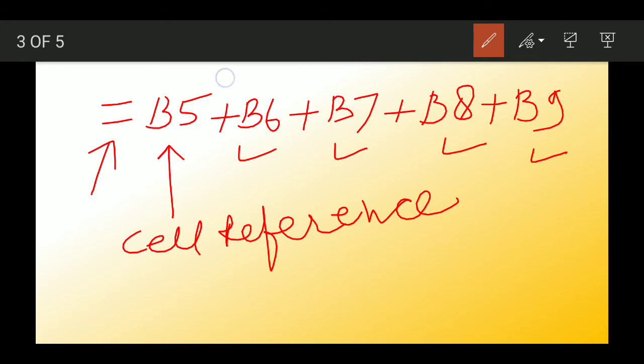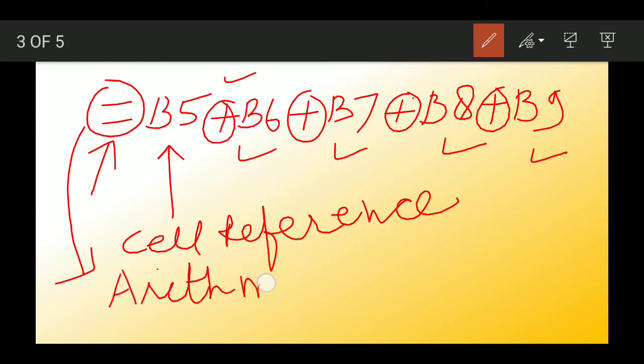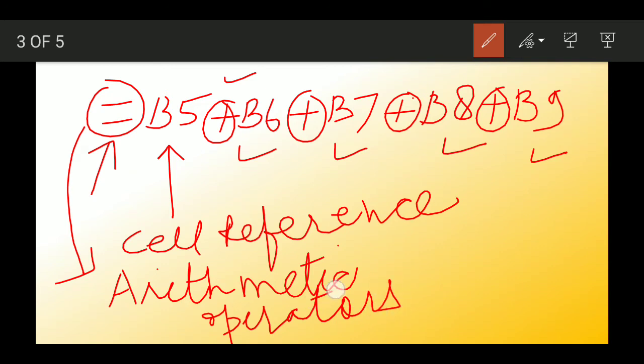And this plus symbol, this one also, this plus symbol and this equal to sign, these are arithmetic operators. Okay, these are arithmetic operators. So in a formula we can use cell references, and we can use arithmetic operators.